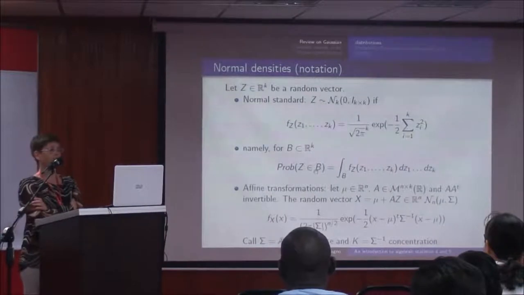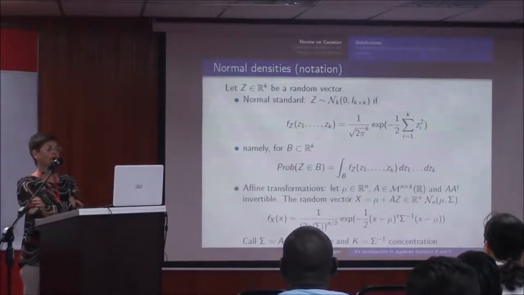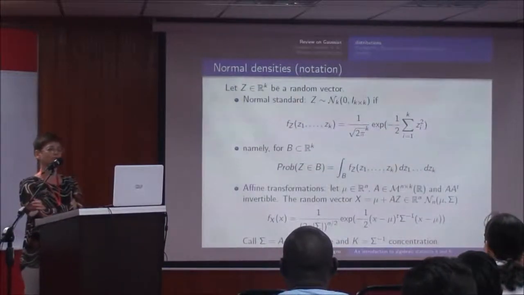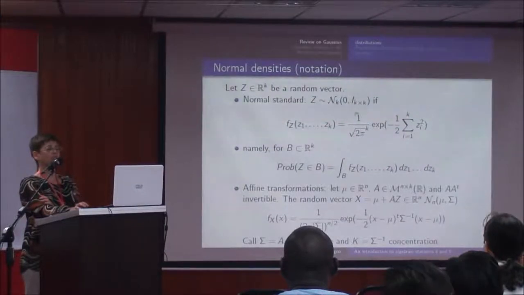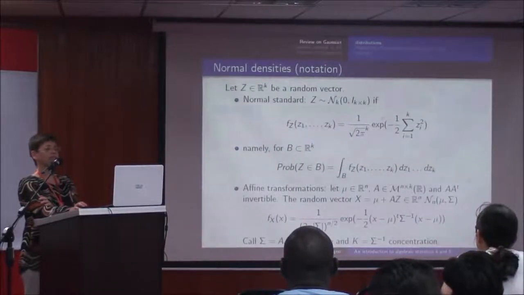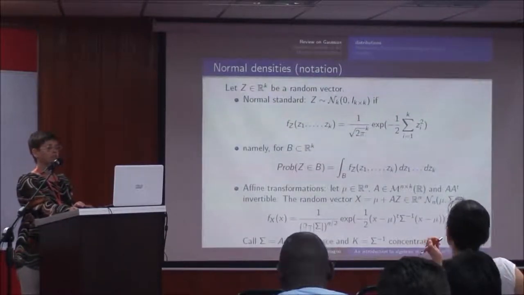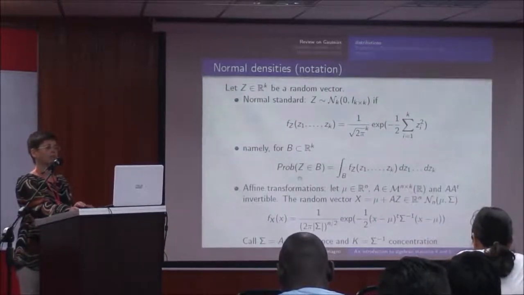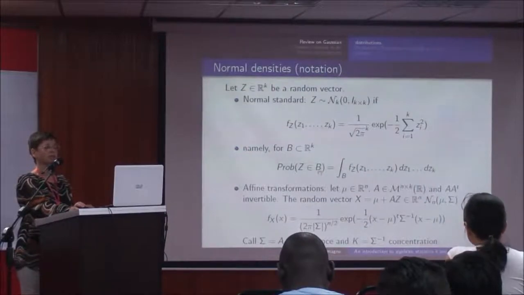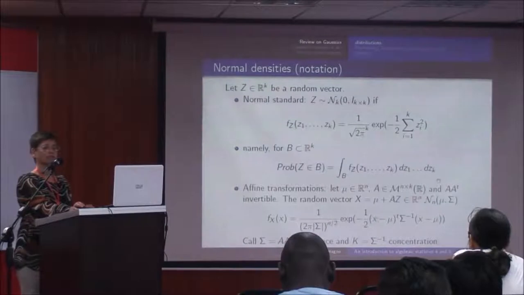And now let me review some probability. This I'm sure you spoke about. So you have Z, which is a random vector with k components. We say that Z follows a standard normal distribution, and we will write Z normal, k dimension, zero mean, variance-covariance the identity matrix k by k, if we can write the density function of Z in this form, which is the product of the density functions of each of its components. The meaning of this density function is exactly this: the probability that my random vector belongs to some subset B is equal to the integral of the density.